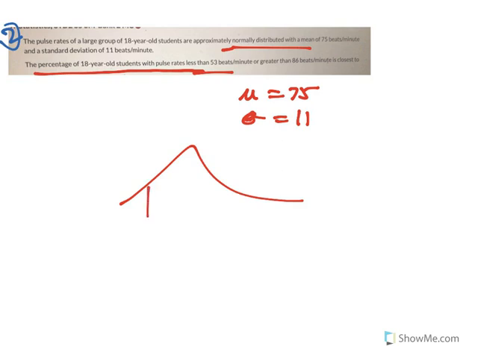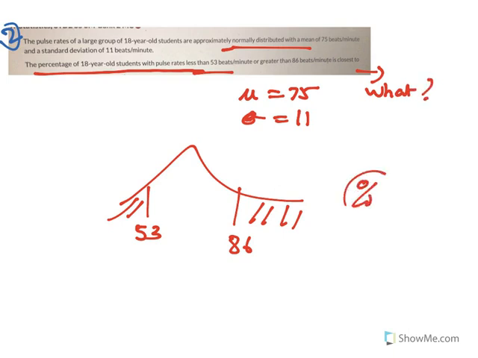Okay, now looking at another one, the pulse rates of a large number of 18-year-olds is normally distributed with a mean of 75 and a standard deviation of 11. The percentage of 18-year-olds with a pulse rate less than 53 and greater than 86, so less than 53 and greater than 86, is closest to what value? So we need to find the percentage for this.